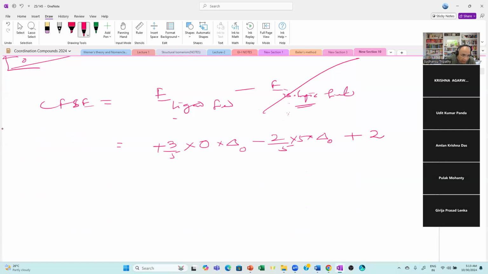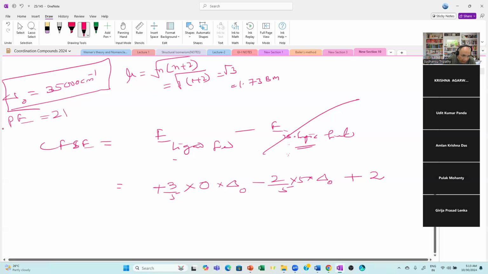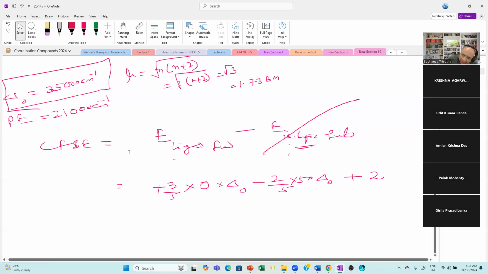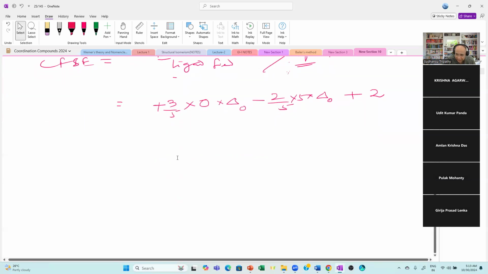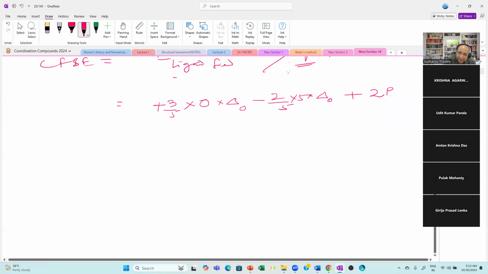And let me give you the pairing energy value. Let me give you 21,000. That is why del O is greater than PE. It will form a low spin complex. So 2 into pairing energy. So we'll be substituting these values later.